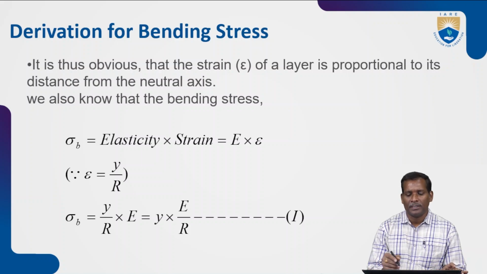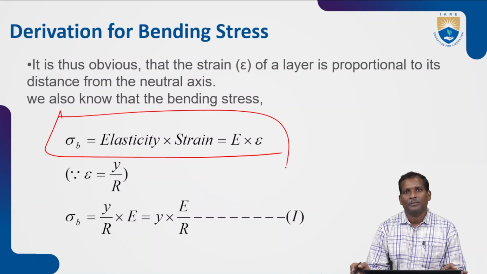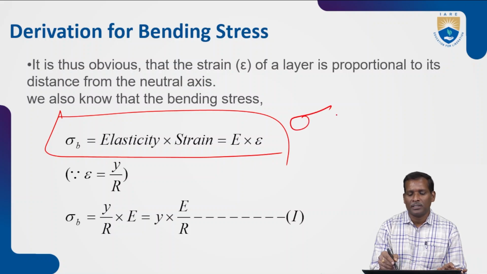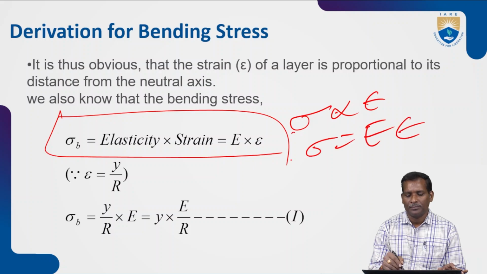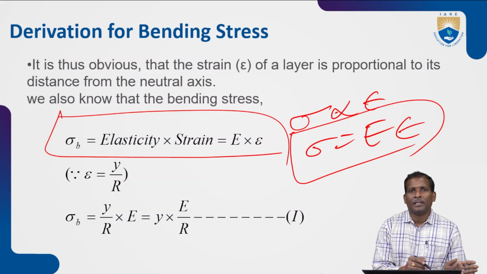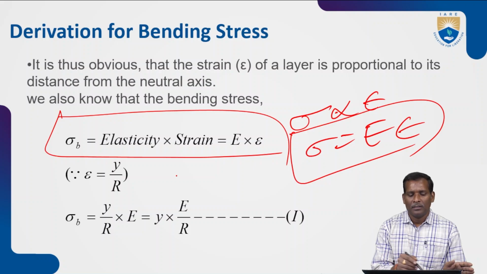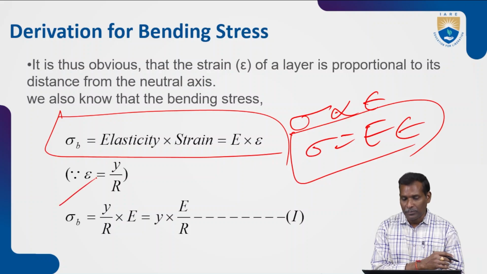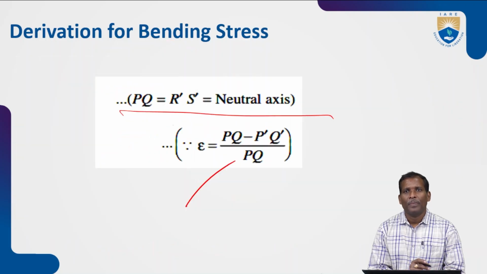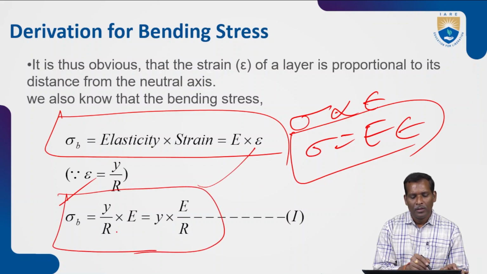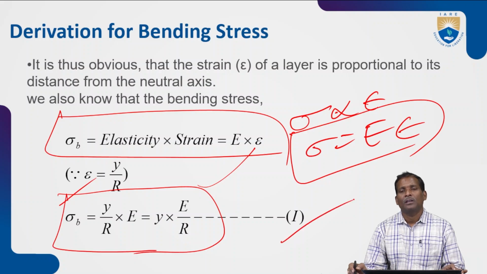We also know that the bending stress is equal to elasticity into strain. As per Hooke's law, the pure bending assumption is already taken, so it follows Hooke's law: the stress is directly proportional to strain. In terms of elasticity E and strain epsilon, the bending stress is E into epsilon. This we already derived in the previous equation, that is y by R. Now substitute y by R in this equation: sigma b is equal to y into E by R. This is taken as equation number 1.